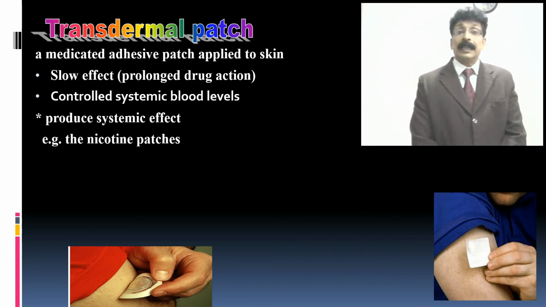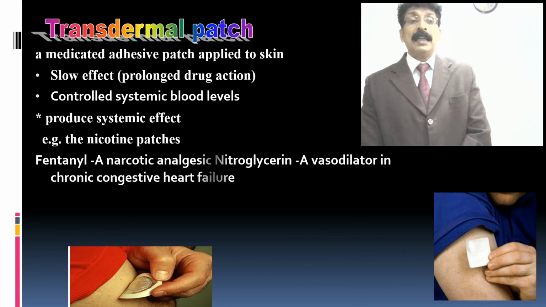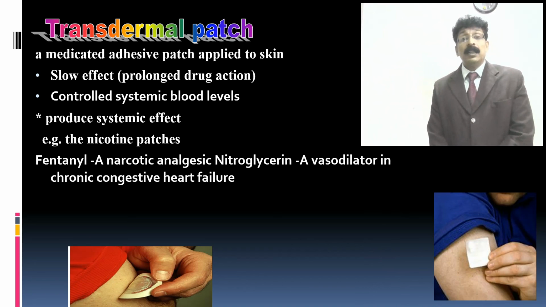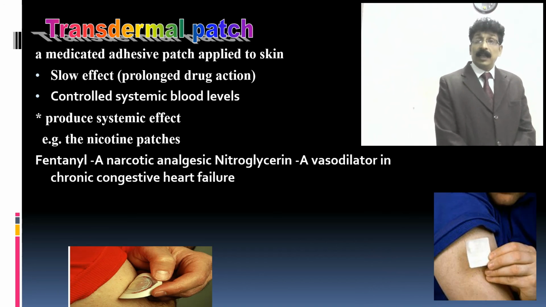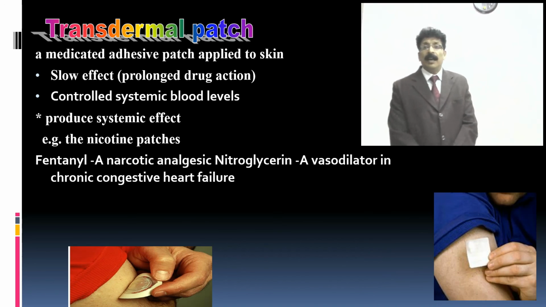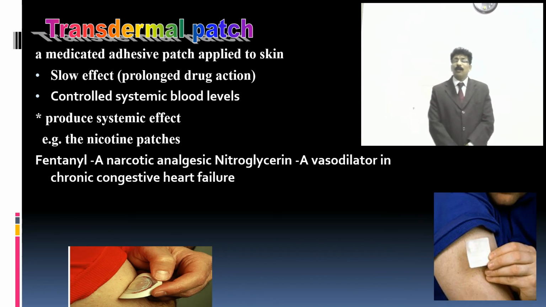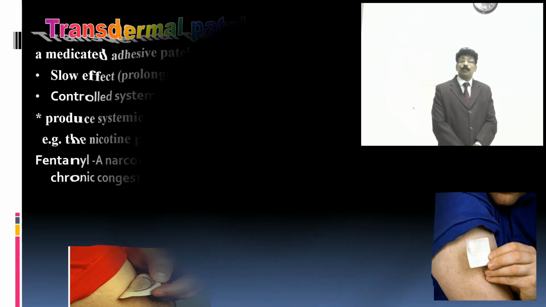Examples: nicotine patches are available. Fentanyl, a narcotic analgesic, and even nitroglycerin, a vasodilator used in chronic congestive heart failure, and also angina pectoris, can be given by the transdermal route.